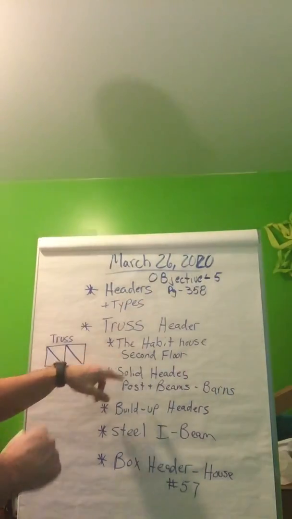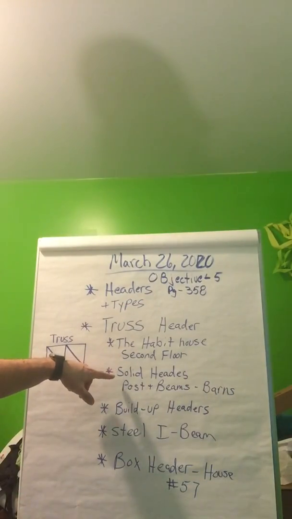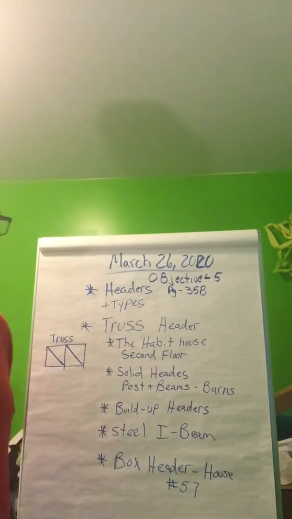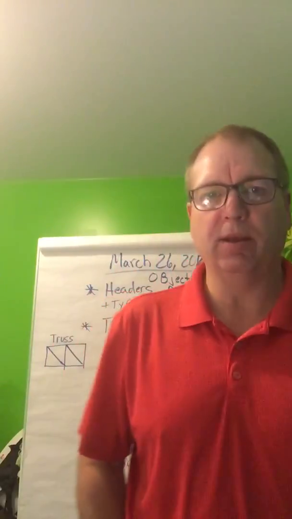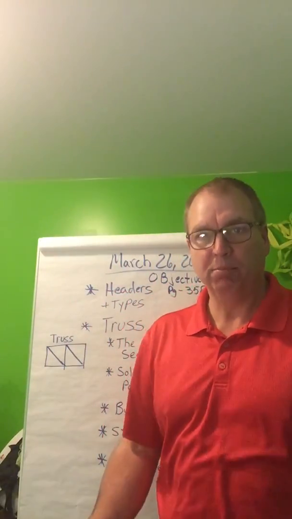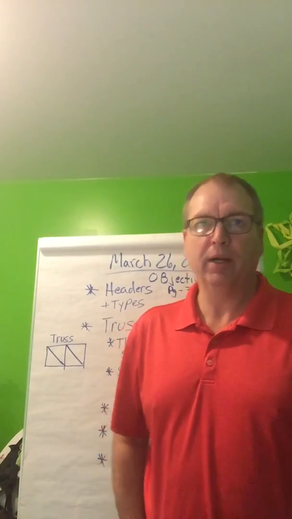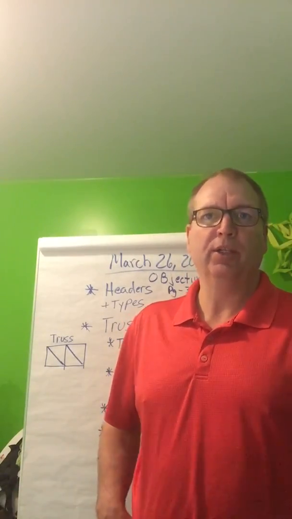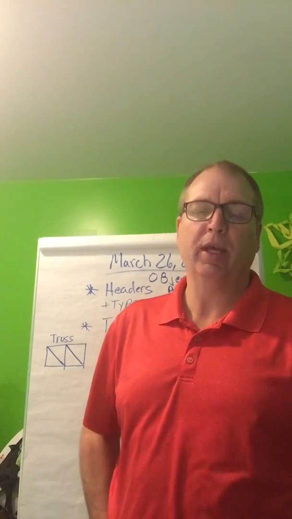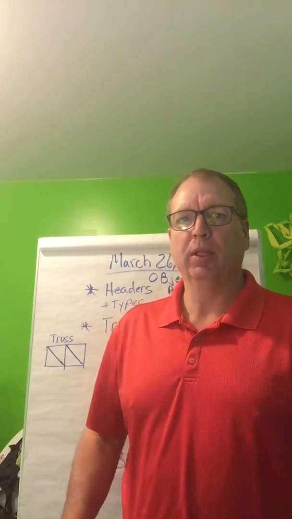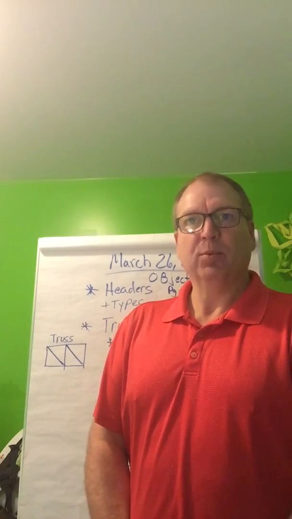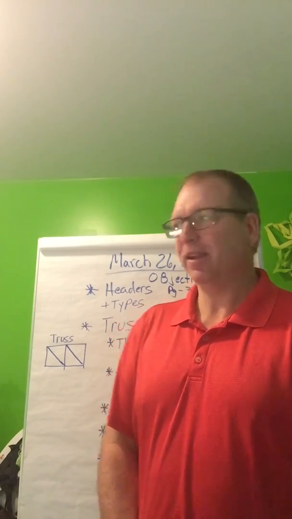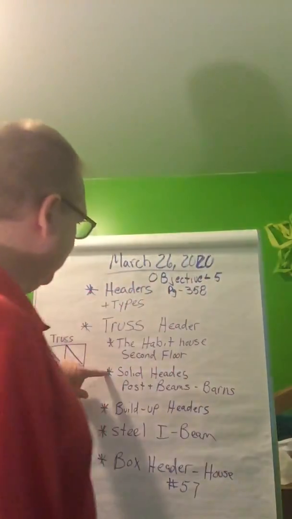Okay, the next one is the solid header. Most of the solid headers that you deal with are like post and beam houses, old barns, stuff like that. They have some tongue and groove they go into. Ship lap, right, mills used to do that all the time. And that's where you can see where the headers are there.